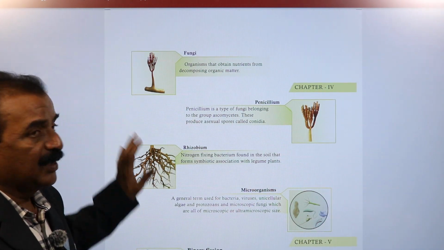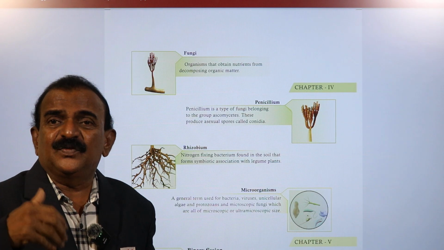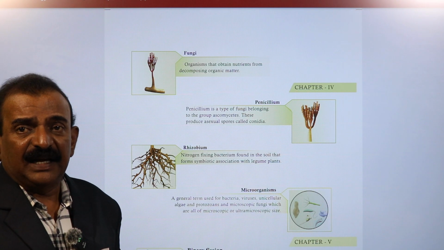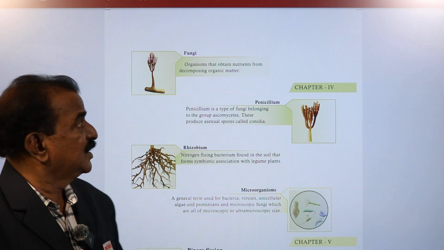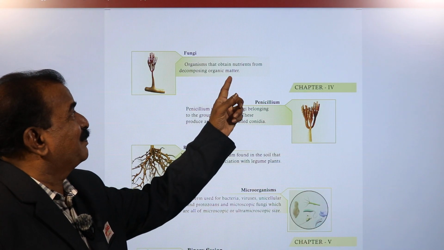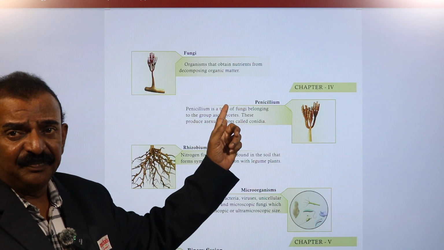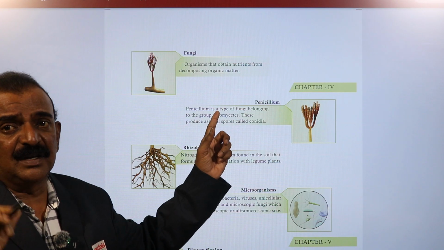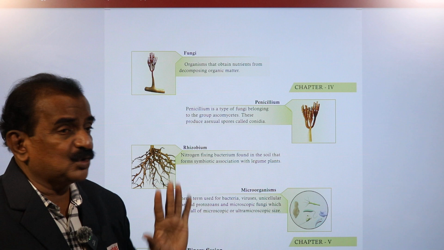This is fungi. So fungi are saprophytes. They digest the food outside the body, and they are multicellular. They absorb the digested food through the body surface. So here, these are organisms that obtain nutrients from decomposing organic matter. Mushrooms are fungi, and yeast cells also belong to fungi. And you see chapter 4, Penicillium, which is also a fungus.